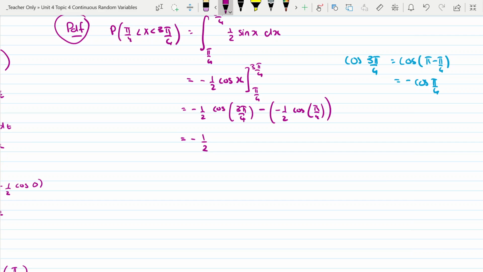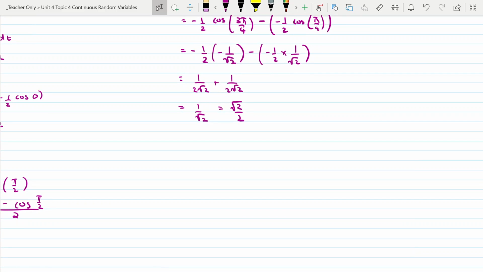So that means we've actually got negative a half, and so cos of 3 pi on 4 is negative cos pi on 4, and cos of pi on 4 is of course 1 over root 2, so we've got negative 1 over root 2 minus negative a half times positive 1 over root 2, and that means we have 1 over 2 root 2 plus 1 over 2 root 2, and that gives me 1 over root 2. And of course we rationalize our denominator and we have root 2 on 2.